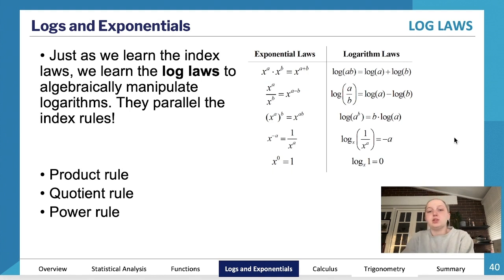Okay, so I'll give you maybe 20 seconds to write those two more log laws down.